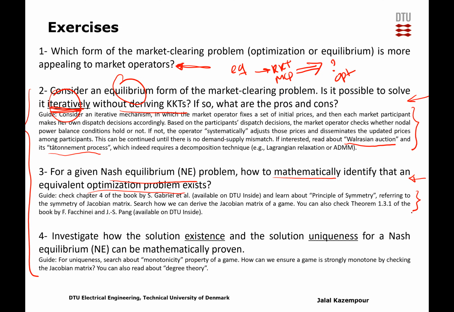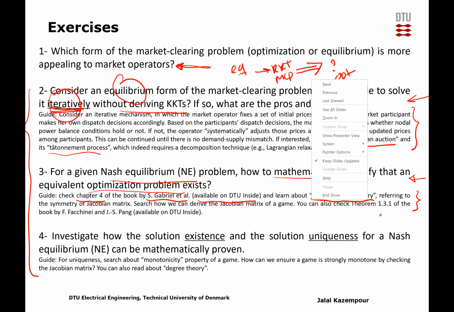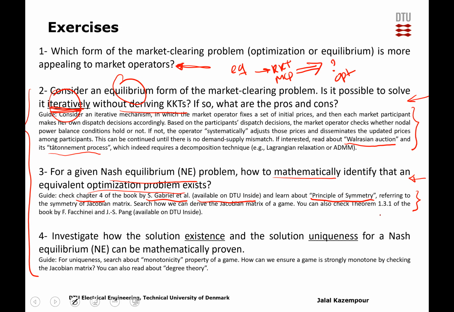For answering this, please read chapter 4 of Stephen Gabriel's book. The book is online. I already uploaded it on DTU Insight. Please learn about the principle of symmetry, and also learn how to derive a Jacobian matrix of an equilibrium problem. You need to derive a Jacobian matrix and check if it's symmetric or not. If it's symmetric, your equilibrium problem has an equivalent optimization problem.